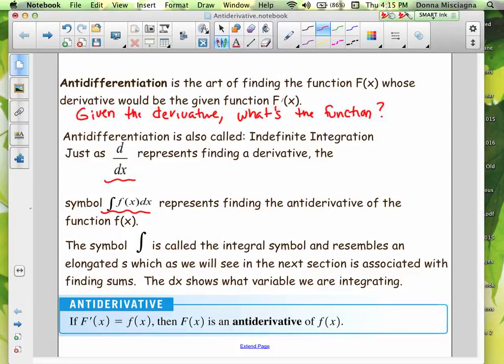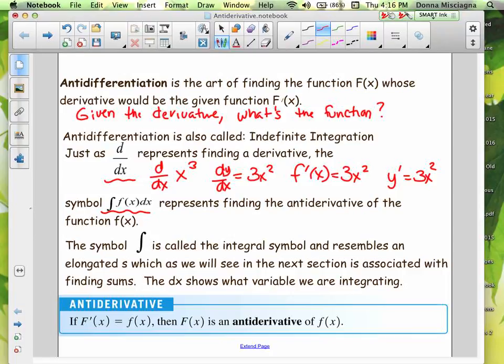Okay. So, for instance, d/dx of x cubed means take the derivative of x cubed. So the derivative of x cubed, which I could write as dy/dx, or f prime of x, or y prime. Okay, different ways to describe, to notate, the derivative.